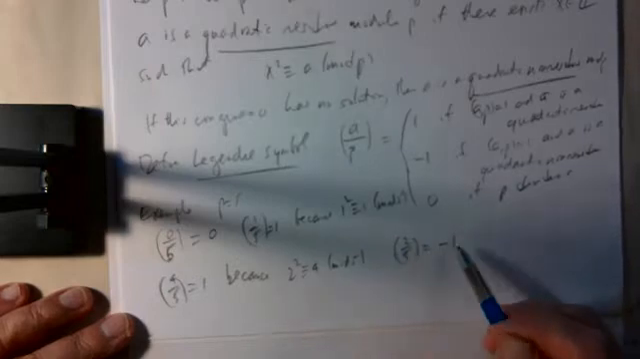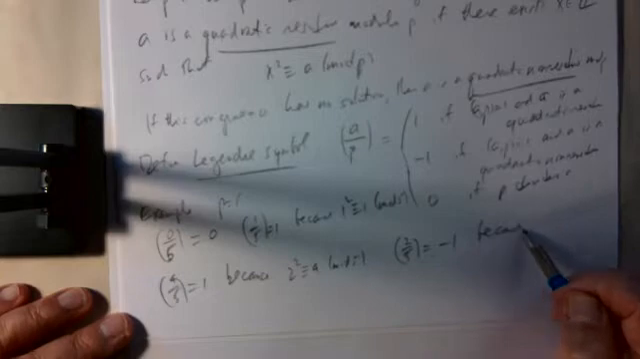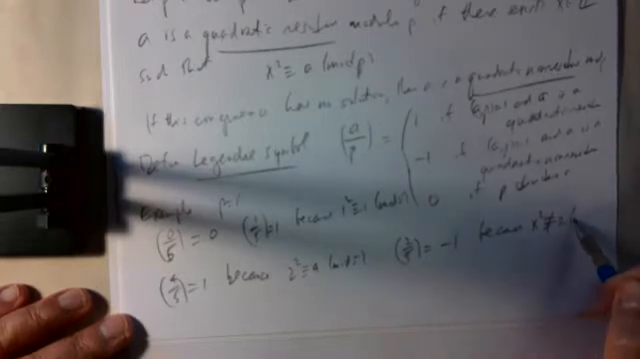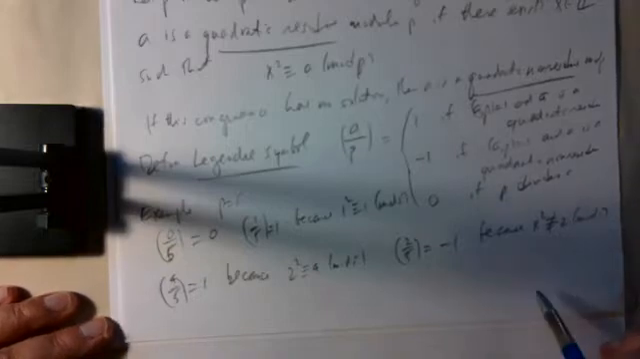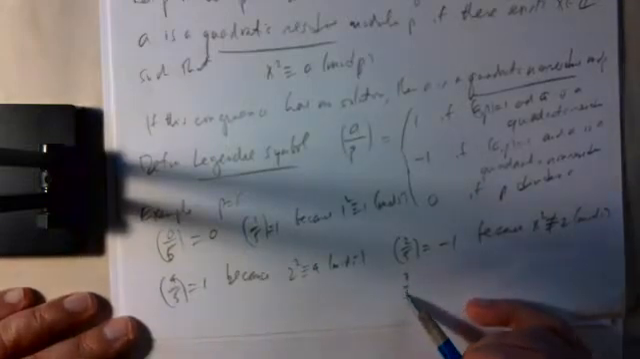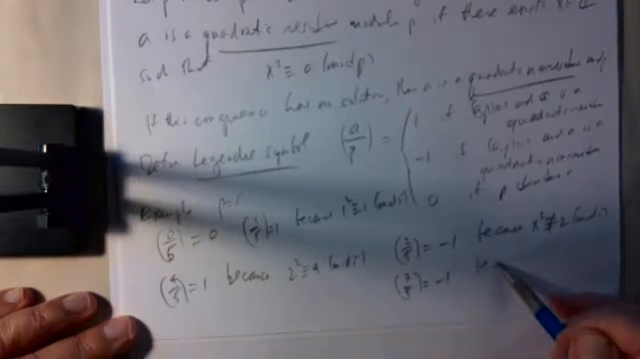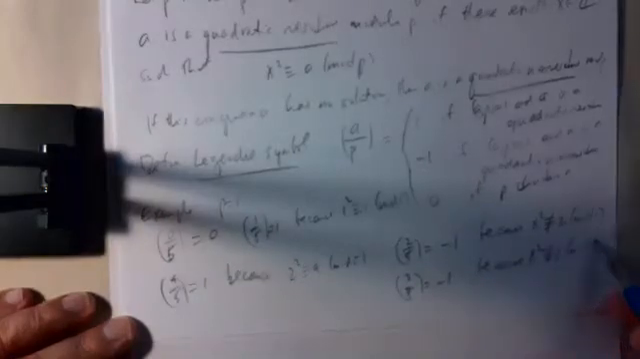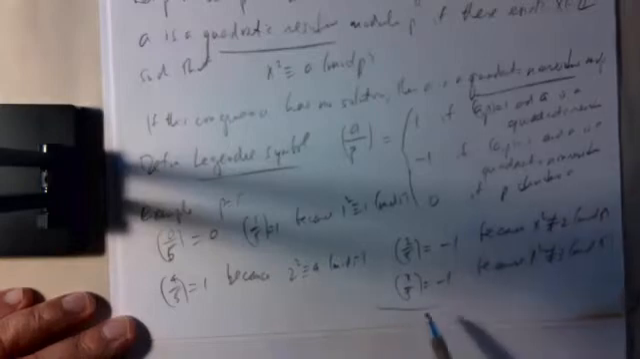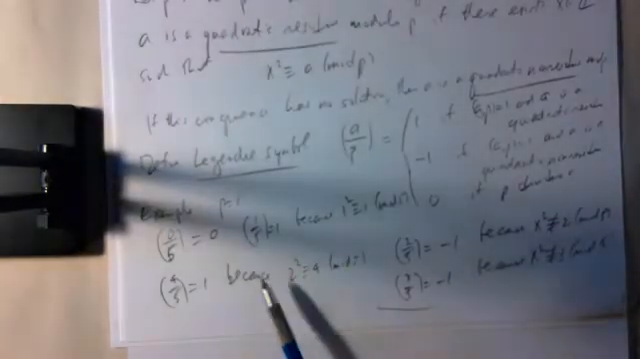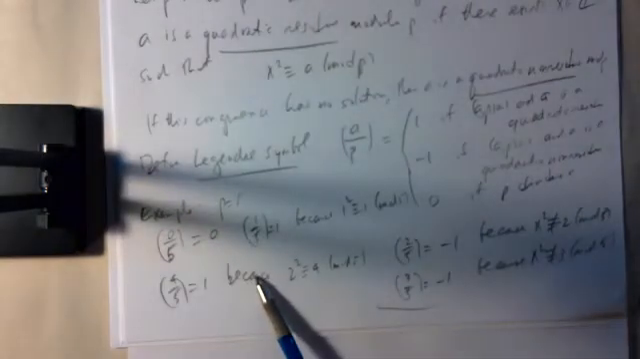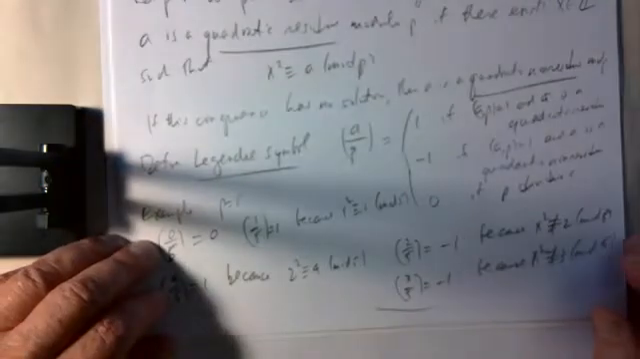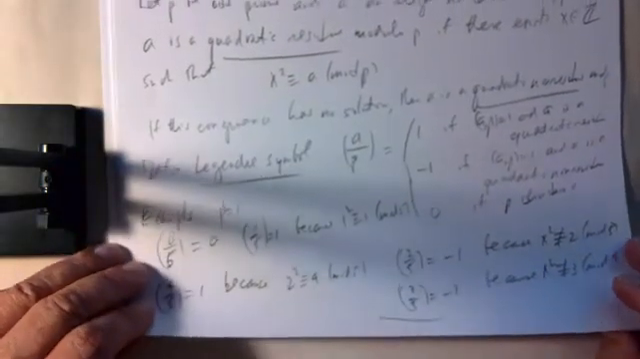But 2 over 5 is minus 1 because x squared is not congruent to 2 mod 5, no matter what x you pick. And similarly, the Legendre symbol 3 over 5 is minus 1 because there's no x such that x squared is congruent to 3 mod 5. So this gives the value of the Legendre symbol for p equal 5 for 0, 1, 2, 3, and 4. And the Legendre symbol only depends on the congruence class of a.